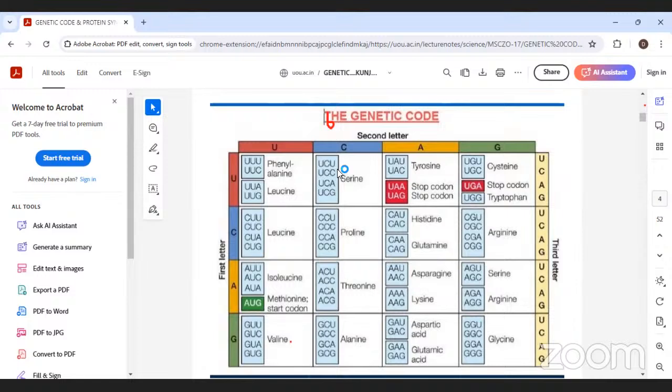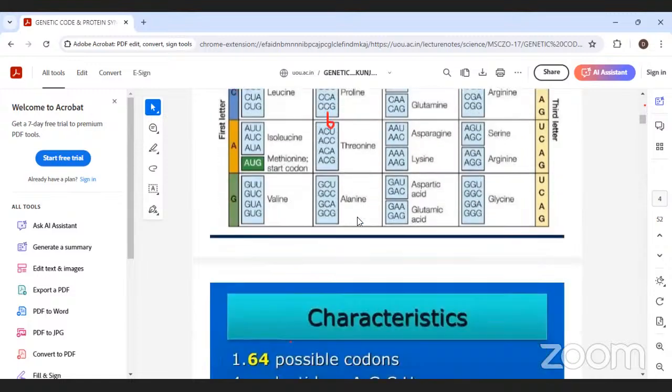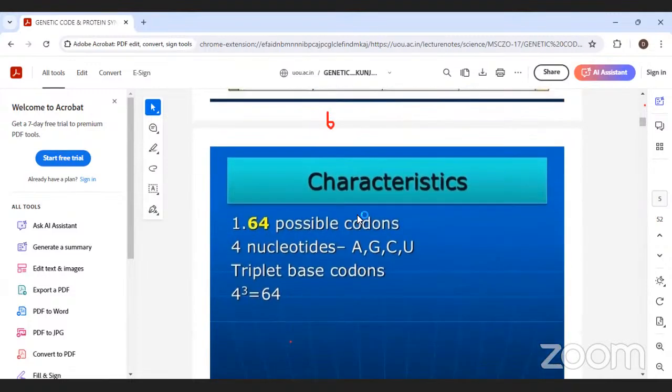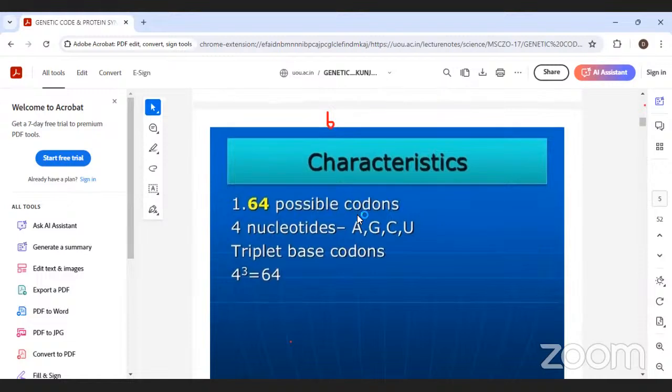There are 16 types of nucleotide pairs, and twice 16 is 64. This is the total triplet nucleotide chart, which you can observe. What is the 64? 64 is the number of possible codons from the nucleotides adenine, guanine, cytosine, uracil. Triplet bases, four to the power of three, are 64.